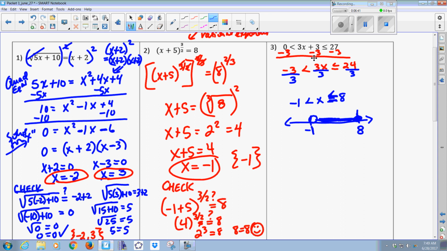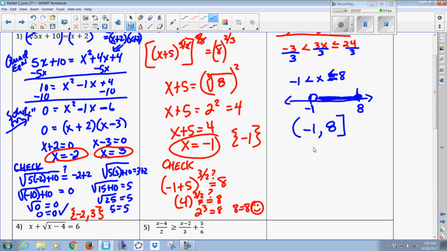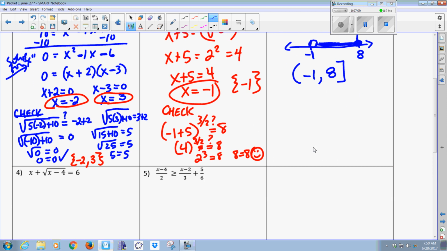So in interval notation, we would put parenthesis -1, comma 8 with our bracket. So this is our solution set to that inequality. And again, you could take any number in this interval, like 0, for example, put it in for x, and you see that you would have 3 is less than 27 and 3 is greater than 0 if you had x equals 0 here. So you know you're okay with that solution set.